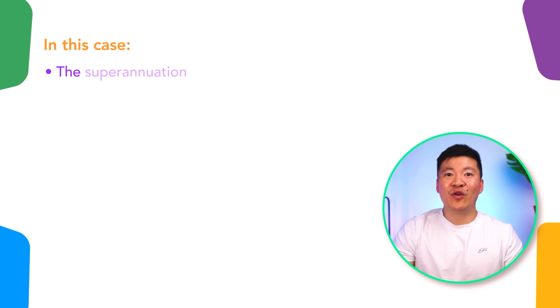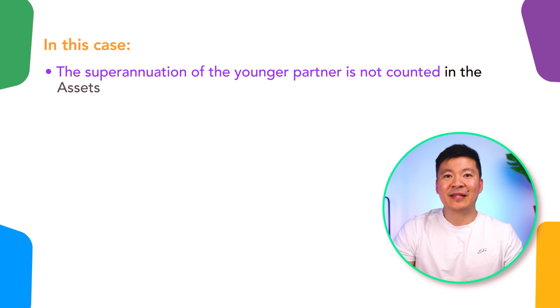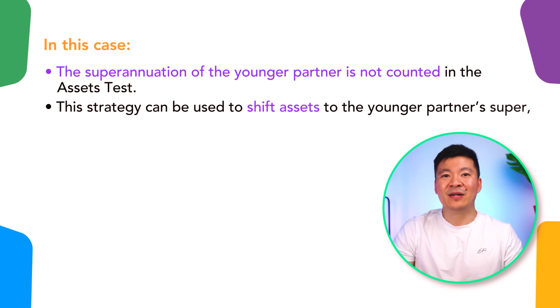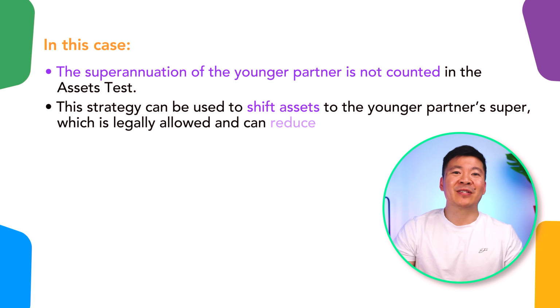An important nuance in superannuation and age pension interaction is when one member of a couple is under age pension age. In this case, the superannuation of the younger partner is not counted in the assets test. This strategy can be used to move assets to a younger partner's super. This is legally allowed and can reduce your assessable assets.